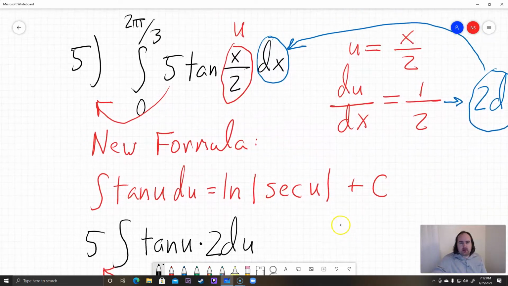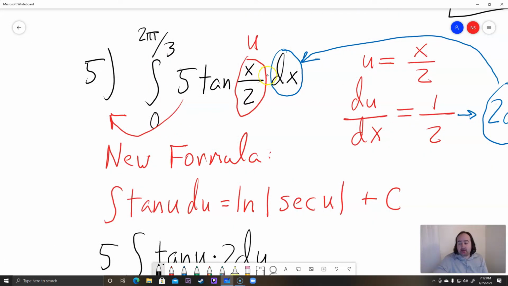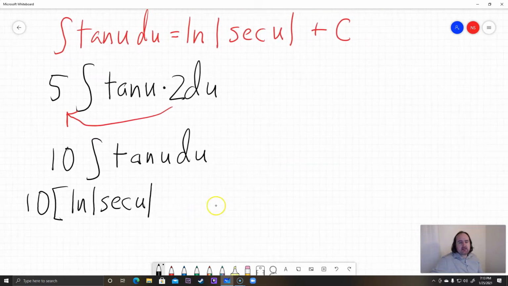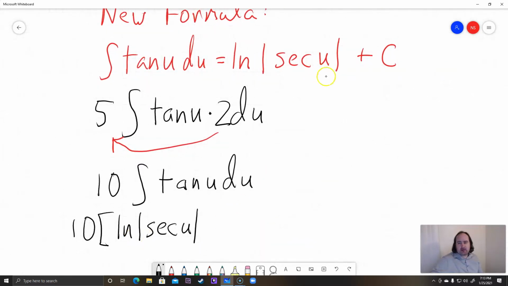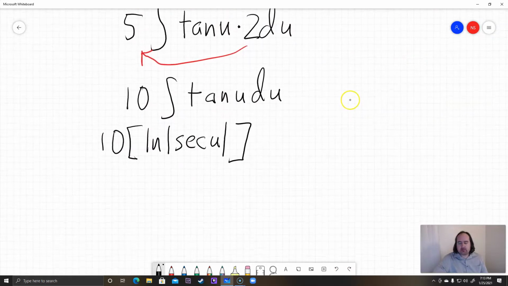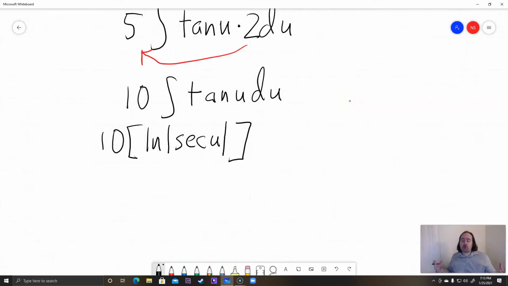Okay? So the numbers that we started with were in terms of x, because the original variable was x. So this was going from x equals 0 to x equals 2 pi over 3. But right now, what we have here is 10 times natural log of absolute value of secant of u. Okay, so unfortunately, we still have to plug in the expression for u. So what was u? Well, we said u was x over 2. So we have to plug it back in terms of x before we plug in the numbers at the end.